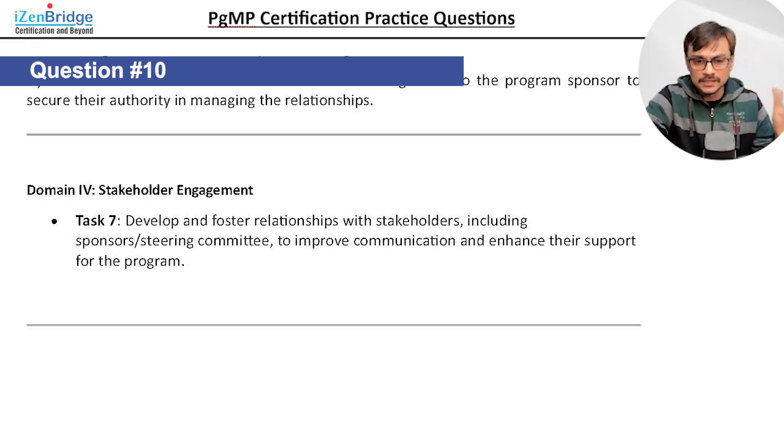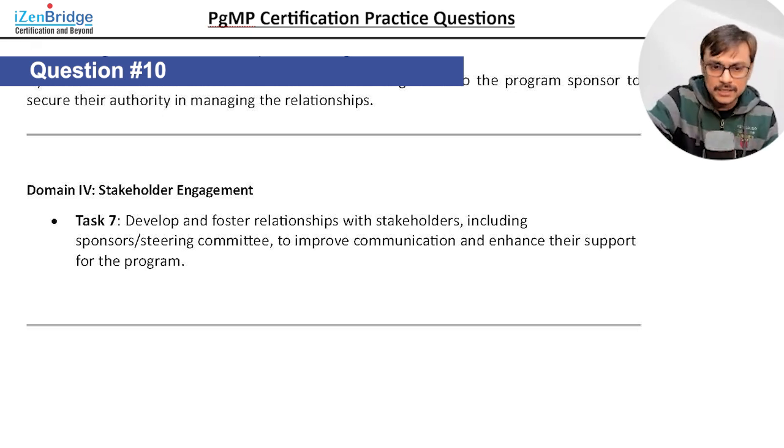And that's the task. Task number 7, develop and foster relationship with the stakeholders, including sponsor, steering committee, to improve communication and enhance their support for the program. It also matches other tasks where we talk about preparing the stakeholder engagement plan. So these were the 10 questions.